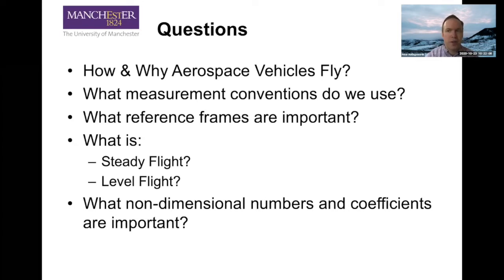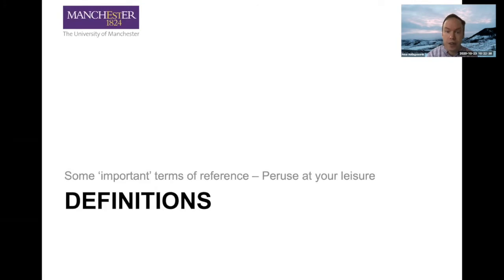What are the reference frames that we consider important? Specifically, the Earth, the wind, and the body, and we'll talk more about those. And then when we get to the flight, trim, and the like, what is steady flight? What is level flight? And steady, level flight. And then what are important non-dimensional numbers and coefficients that we use? We'll introduce those, and then in several weeks, we'll talk more about their derivation and what they mean physically. So let's start with definitions.